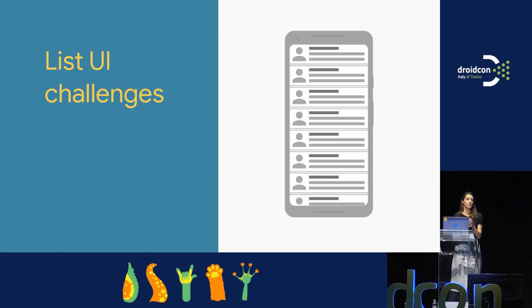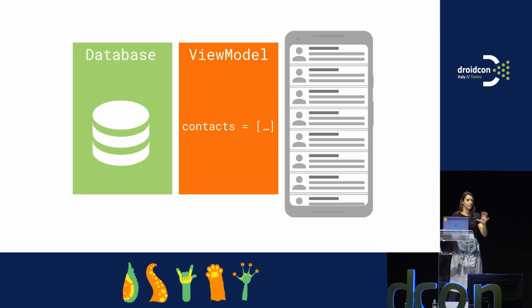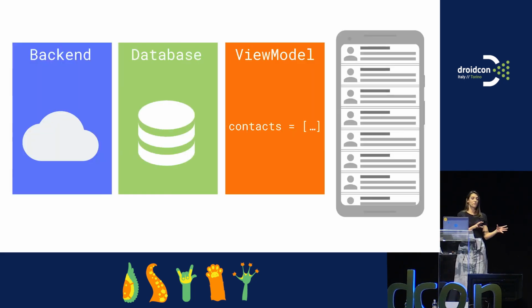Okay, but in order to actually discuss paging, let's see a little bit what would be the problems that the paging needs to solve. So what are some of the challenges that we encounter when we're working with lists? So I was saying that our UI would work with a view model. For the sake of simplicity, let's say that the view model works with the database where data is stored, and then we would also work with the backend where we're also retrieving data.